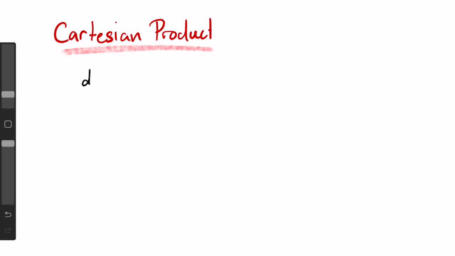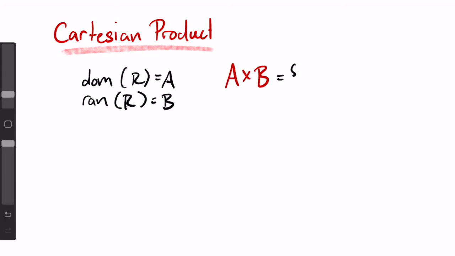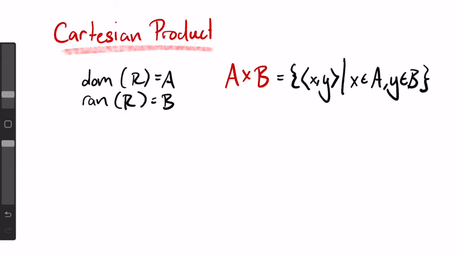Another way to think about the domain and range of R is through something called the Cartesian product. Let's say the domain of R is the set A, and the range of R is the set B. The Cartesian product A times B is the set of all ordered pairs (x, y) such that x is in A and y is in B.